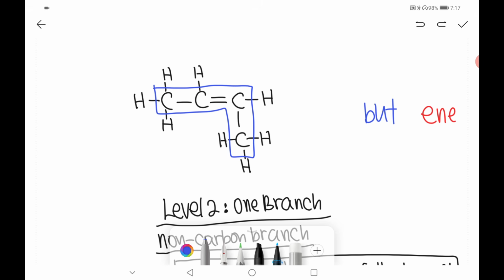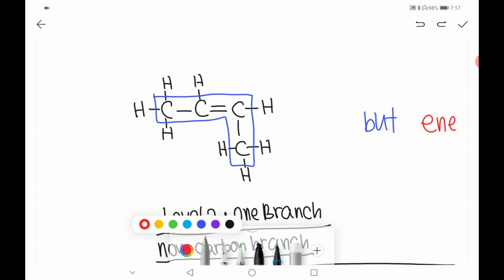So what is the location of the double bond here? We will need to count from both directions. Let's count from the left to the right. This is carbon number 1, this is carbon number 2, this is number 3, this is number 4. As you can see, the double bond is between the second and the third carbon. Between the second and third carbon, the smaller number is 2. Okay, so it's called but-2-ene.